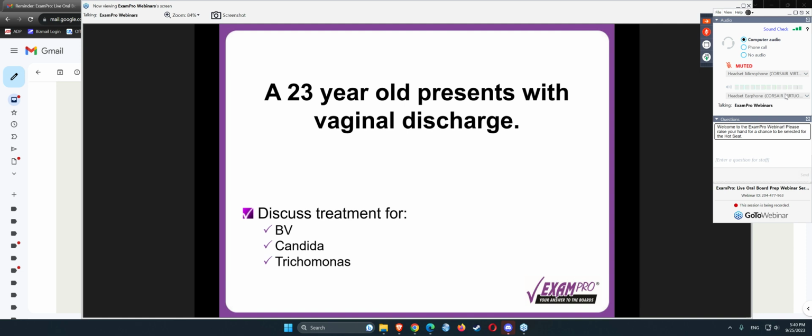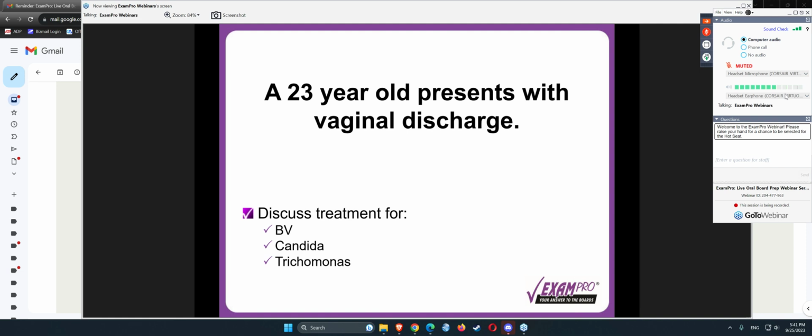Okay, can you give me an example of one treatment regimen for each of these? So for bacterial vaginosis, I do metronidazole, 500 milligrams twice a day for 7 days. Trichomonas, I do the same, metronidazole, 500 milligrams twice a day for 7 days. And for Candida, I usually do, if they're not pregnant, Diflucan 150 one time. And if they are pregnant, I use a miconazole cream.